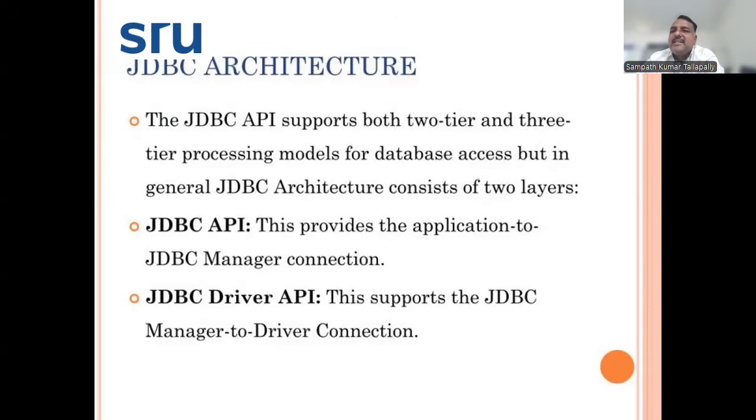And in a three-tier architecture, we have a client and a server, and in turn that server is going to interact with another database server. If that is the scenario, then we call it a three-tier architecture. Now, as I said, JDBC is an API, and we have a manager connection. It also supports the JDBC manager to driver connection. We can understand all those things in detail. We call these things the architecture of JDBC.